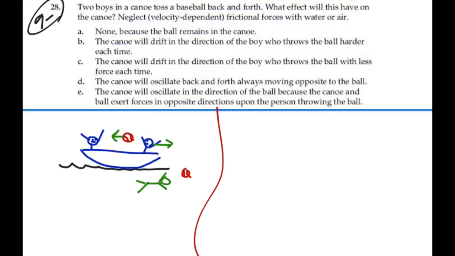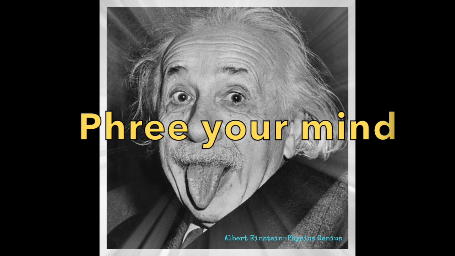So our answer here is D. The canoe will oscillate back and forth, always moving opposite to the ball.